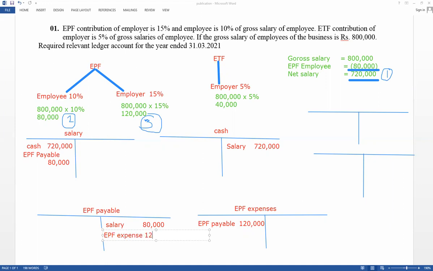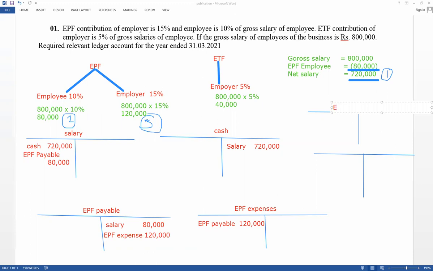Contribution of employer, another expense. Therefore, think salary account debit, EPF expense account debit, EPF payable account credit. And ETF contribution of employer, employee trust fund, only the employer gives their contribution. Therefore, ETF expense account debit, ETF payable account credit.